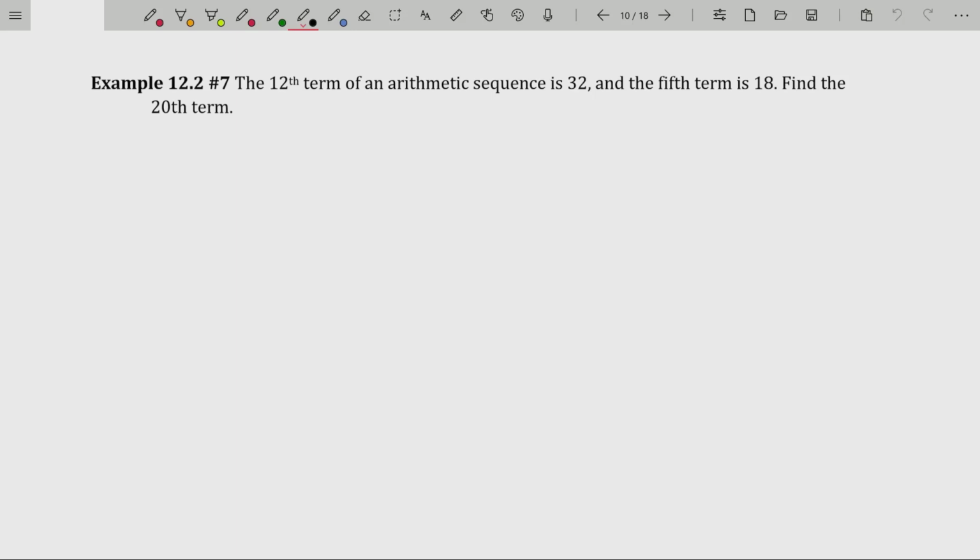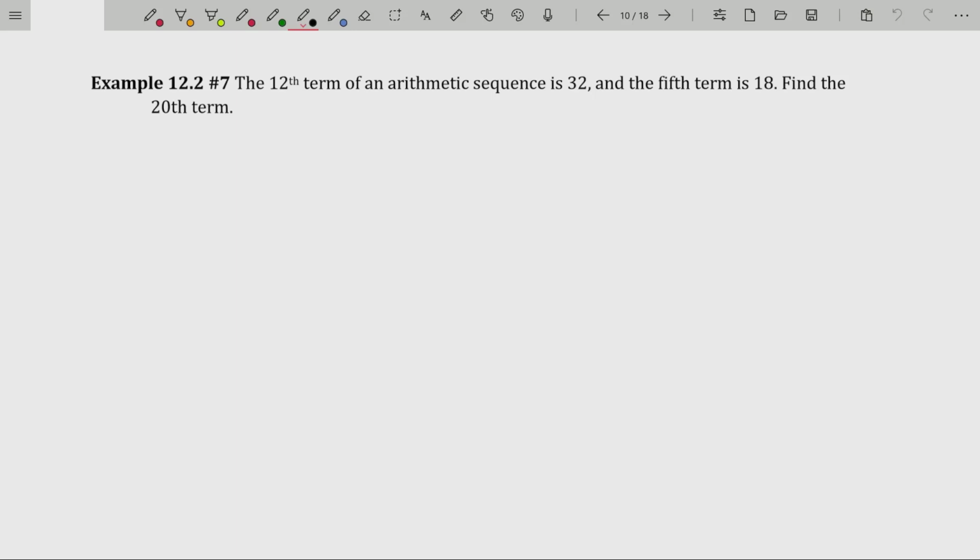Well, to be honest with you, even here, as we graduate through these problems, even this is not going to be terrible as long as you remember that arithmetic sequences operate almost identically to linear functions. The 12th term of an arithmetic sequence is 32. The 5th term is 18. Find the 20th term. Now, given this question, I'm actually just going to find the nth term.